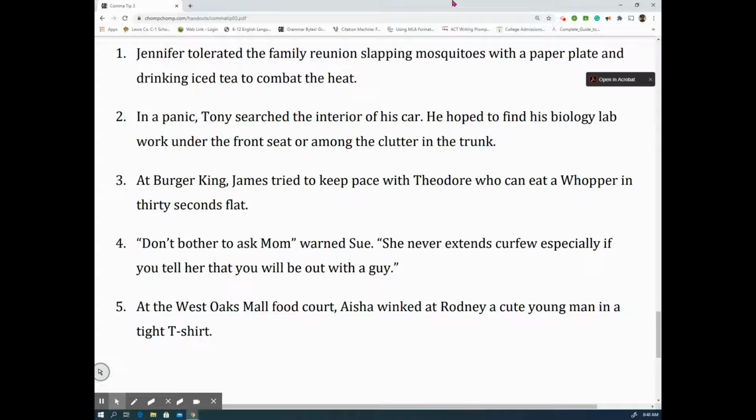Do you want me to do that, or you could just tell me what to do instead of this? Does that make sense? Okay, so: Jennifer tolerated the family reunion, slapping mosquitoes with a paper plate and drinking iced tea to combat the heat. What? The family reunion is slapping mosquitoes with a paper plate? That's why I don't like this particular example. But what do you think needs to happen?